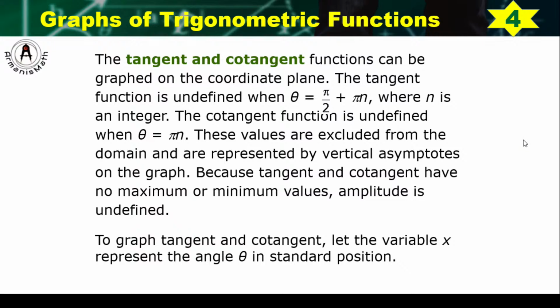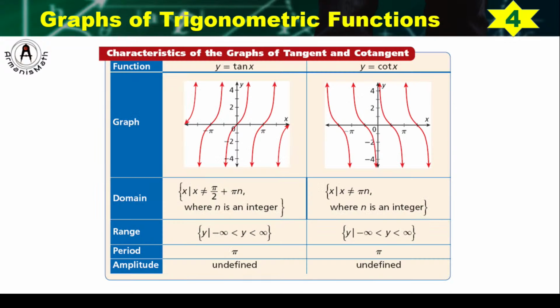To graph tangent and cotangent, we're going to let x be the angles in standard position. So here's a synopsis of what you should expect when you graph the tangent and cotangent. On the left side is the tangent, and if you look closely here, I know that tangent is undefined at pi over 2. So when you take notes, please remember the unit circle; I'd probably have a unit circle here right next to me.